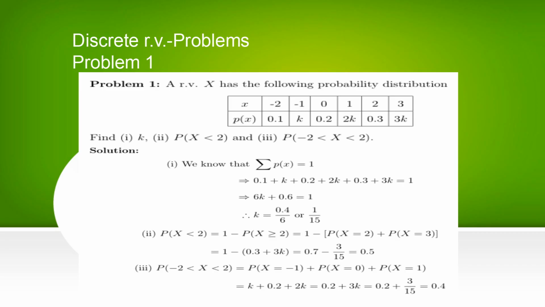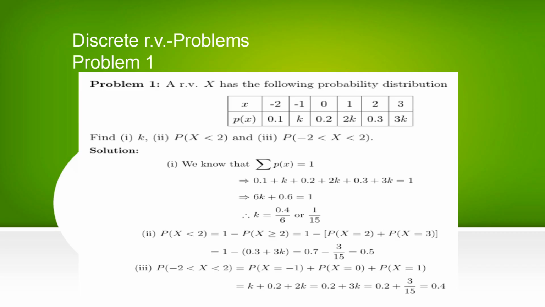Solution. Find k. We know that the summation of p of x equals 1, which implies 0.1 plus k plus 0.2 plus 2k plus 0.3 plus 3k equals 1. Add the k terms and the constant terms, which implies that 6k plus 0.6 equals 1, therefore k equals 0.4 by 6, or 1 by 15.